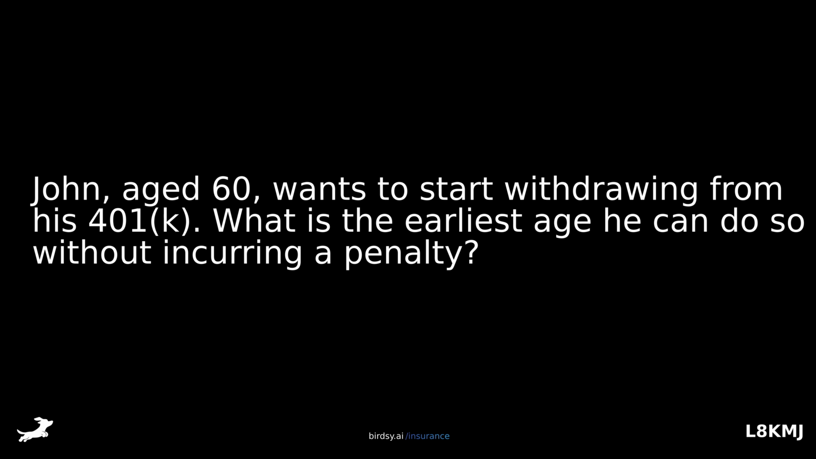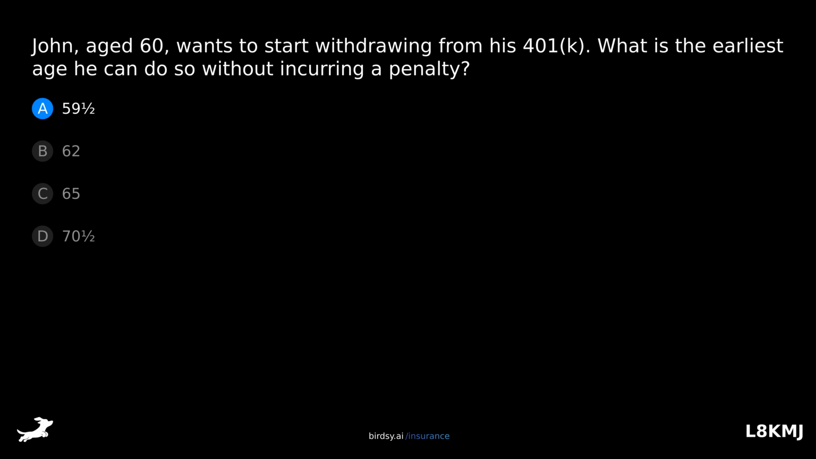John, aged 60, wants to start withdrawing from his 401k. What is the earliest age he can do so without incurring a penalty? Is it A, 59 and a half, B, 62, C, 65, or D, 70 and one half? The answer is A, 59 and a half.